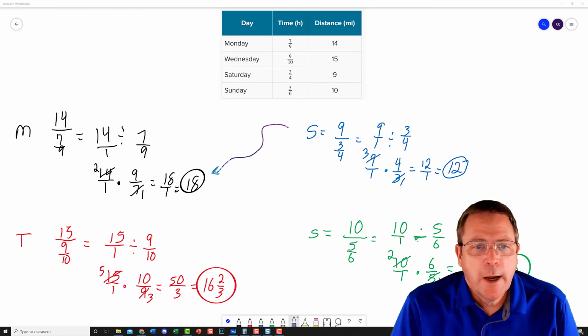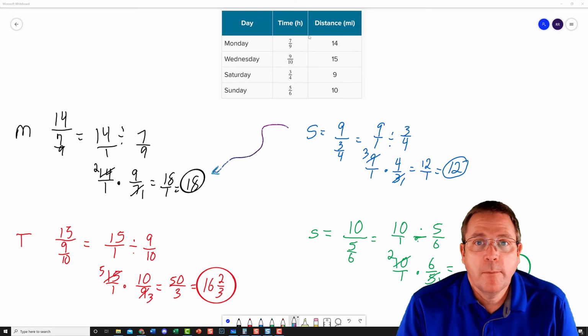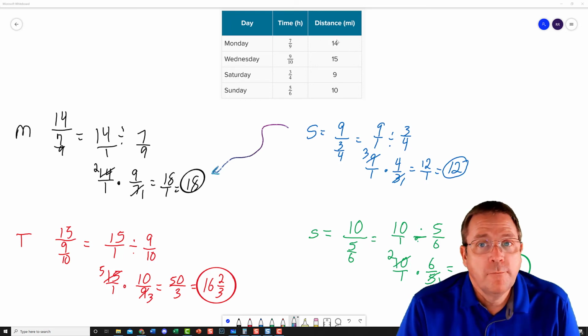Alright, you can see where I have worked this out, and I've set up each of my ratios. Monday, 14 miles in 7/9 of an hour. Now pay attention here, the 14 goes on the top, the 7/9 goes on the bottom, because you want miles per hour, distance divided by time, okay? And that ended up making Monday truly her fastest day.